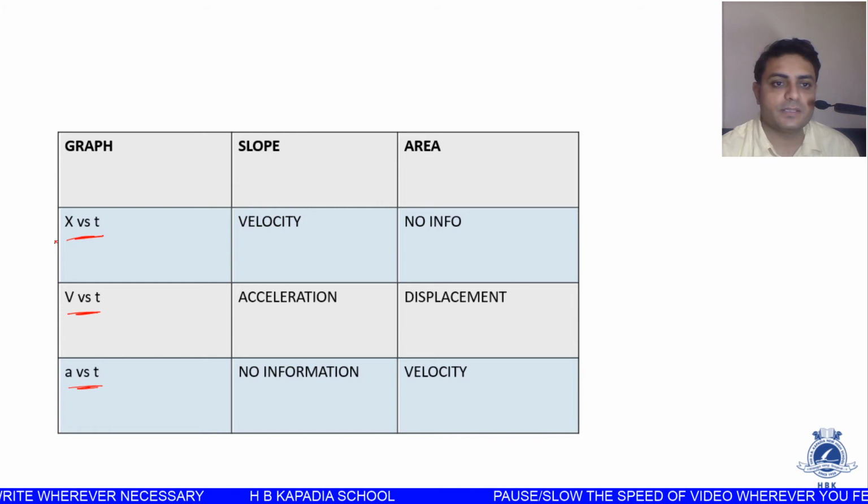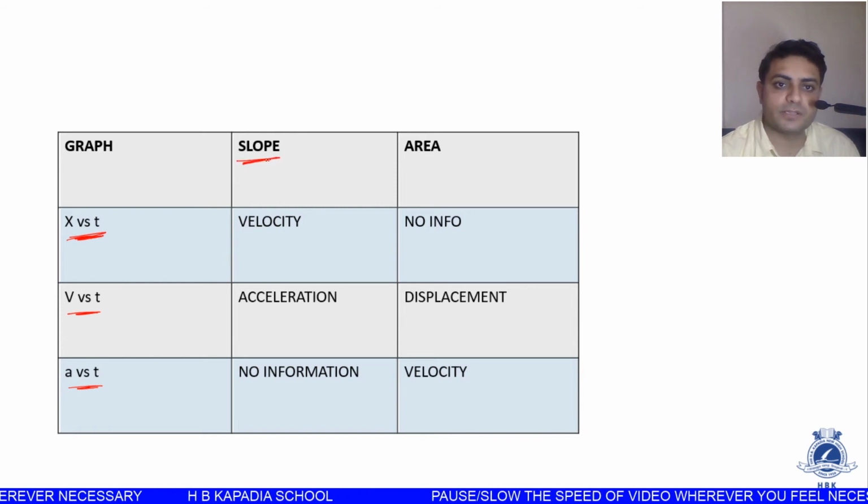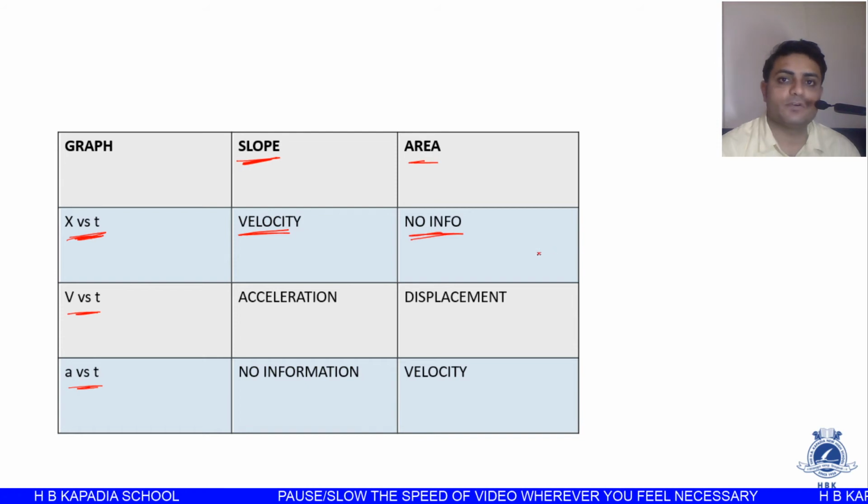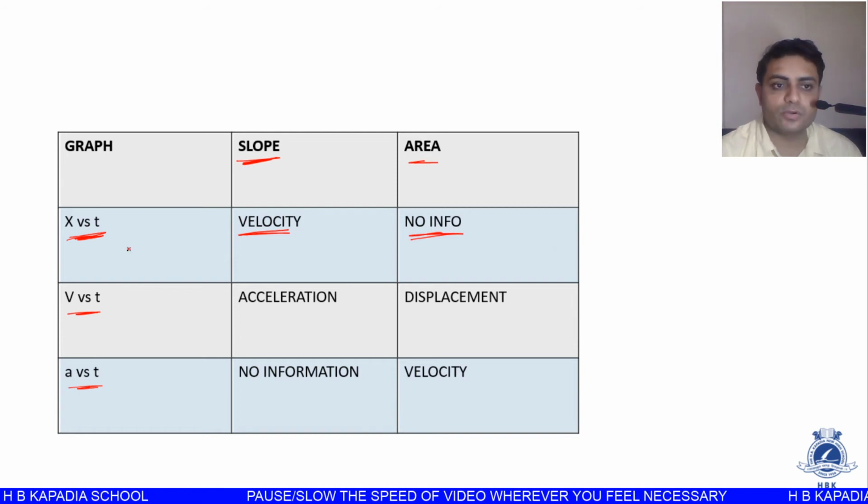What information we extract from these graphs is like this. If we see the graph of x versus t, and if we find out the slope, I will teach you what is the slope. If we find out the slope of the graph of x versus t, then it gives the information about velocity. If we find out the area of x versus t graph, then we are not having any information there, so therefore I have written no info.